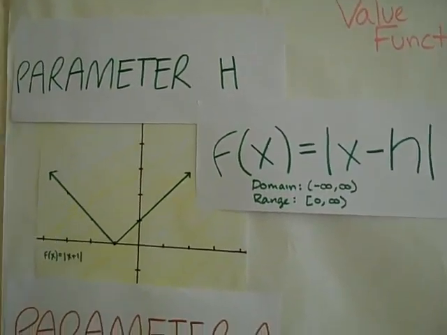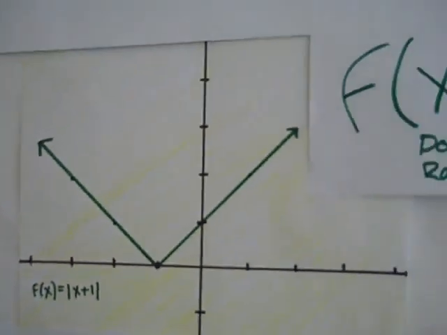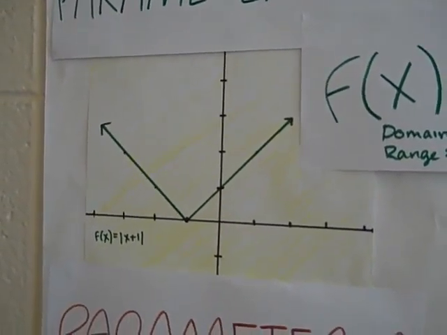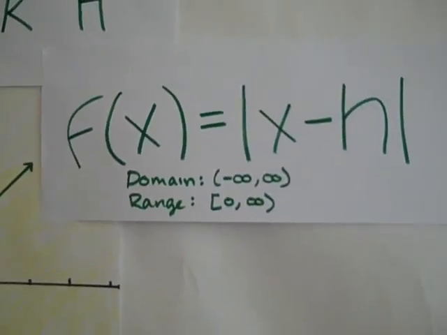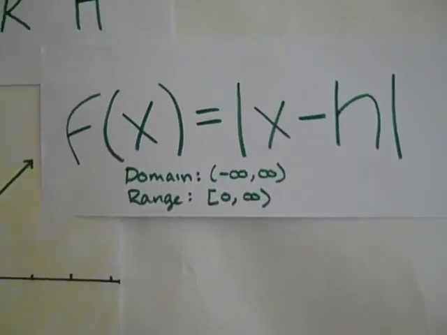For this example, f of x equals the absolute value of x plus 1, which means that the vertex of the whole graph is shifted over one. And the domain and range stay the same as the parent function, which is domain is negative infinity to infinity, and range is including 0 to infinity.